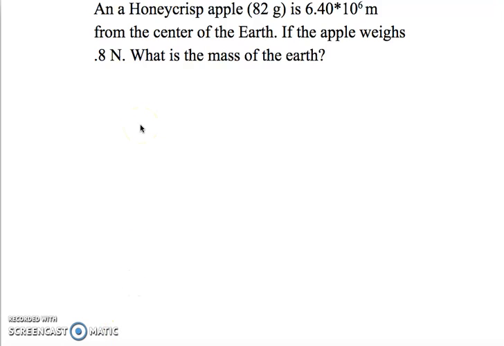Okay, I want to go through how to solve this. So here's the problem. We have an apple. So we have a Honeycrisp apple, 82 grams, and it is a known distance from the center of the Earth. If the apple weighs 0.8 newtons, what is the mass of the Earth? So we're ultimately looking for what is the mass of the Earth.